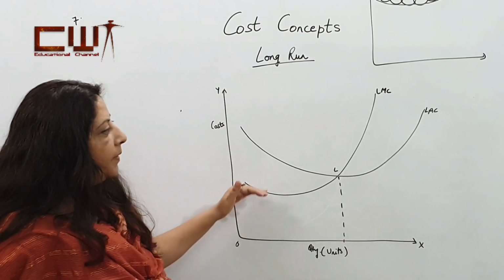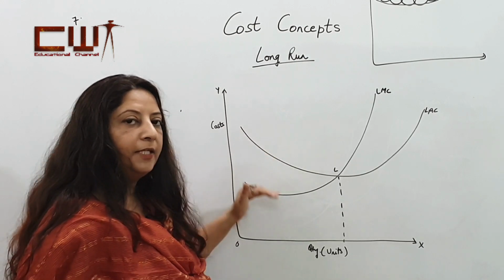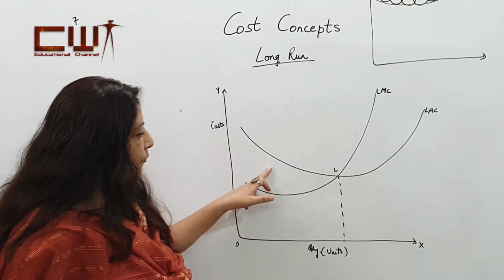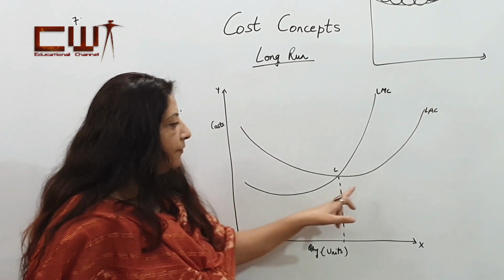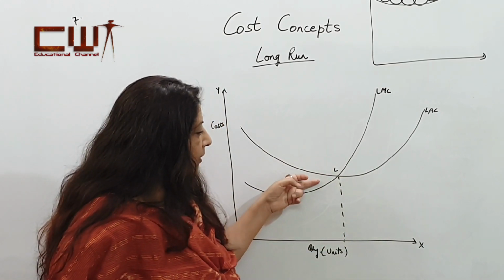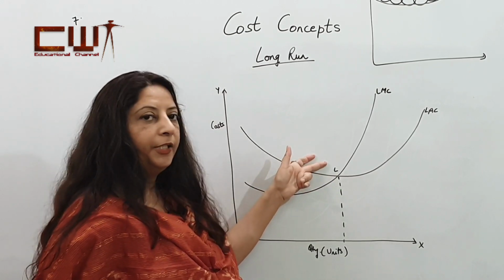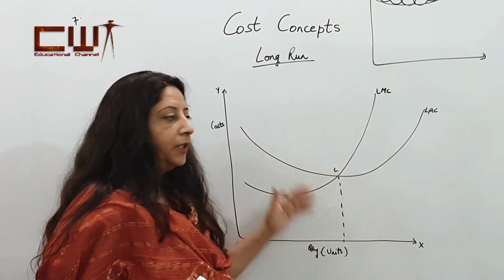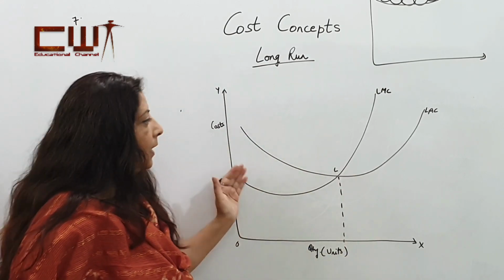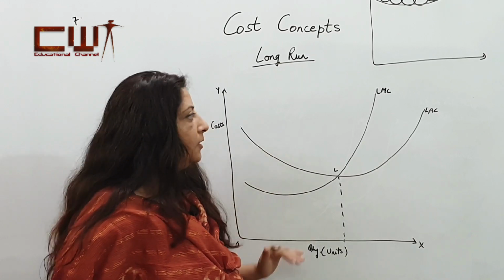And the relationship between LAC and LMC, which is long run marginal cost, will remain the same. When average is falling, marginal is below it. When average is rising, marginal is above it, and the marginal will cut the average from its lowest point, which is the point L, and this remains constant. The relationship between short run and long run cost curves will remain the same. This will not change.